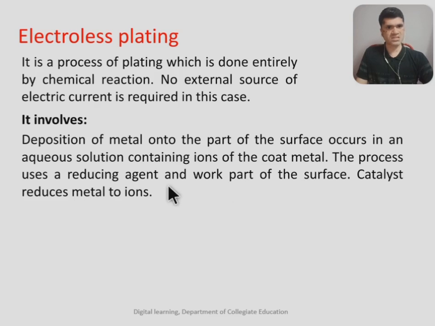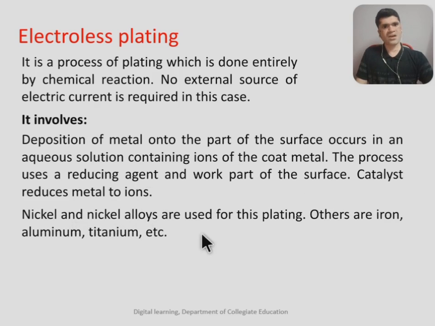The process uses a reducing agent, and the work surface acts as a catalyst that reduces metal ions to metal. Usually reduction takes place. For example, when zinc is dipped in copper sulfate, zinc will act as a reducing agent. It will reduce copper 2+ ions to copper and that copper will get coated on the zinc metal. So this is the process. A chemical reaction is taking place.